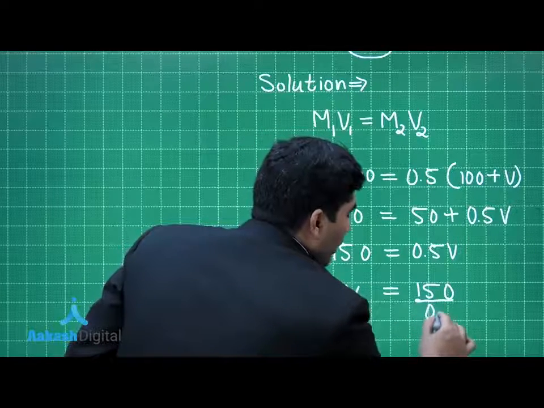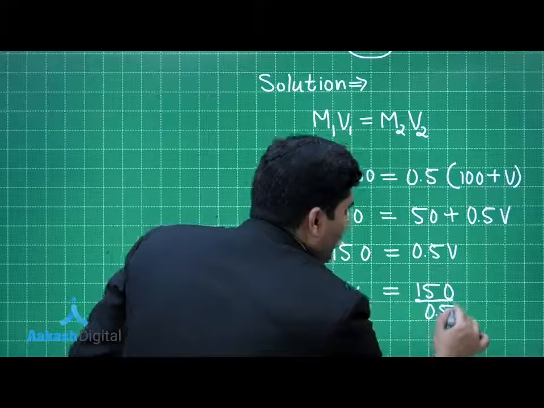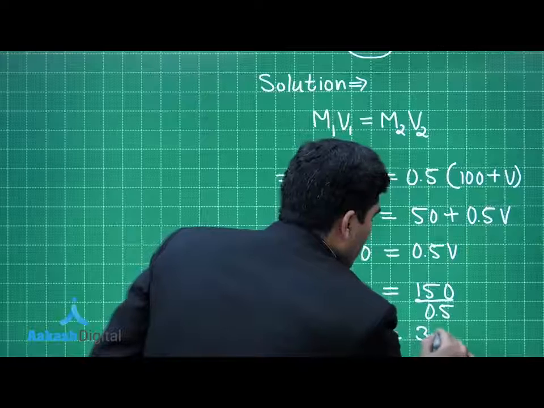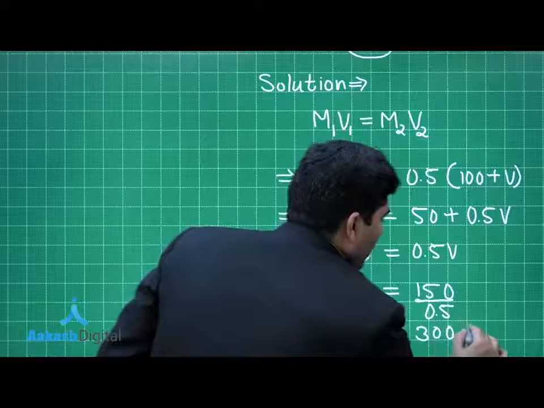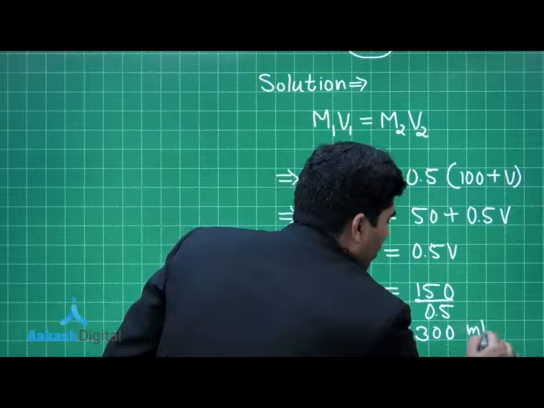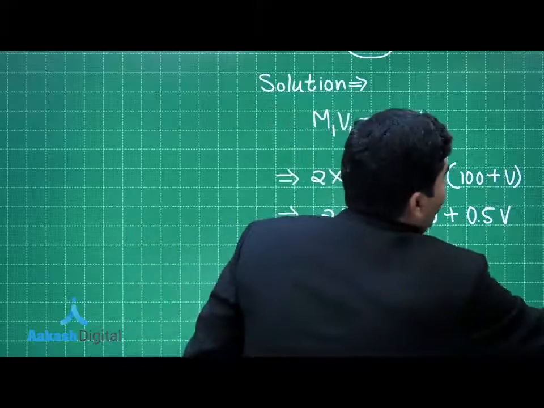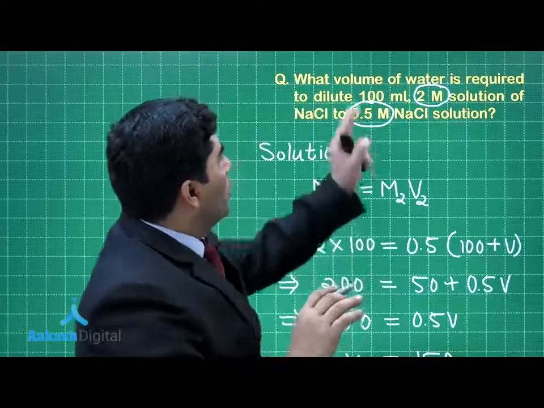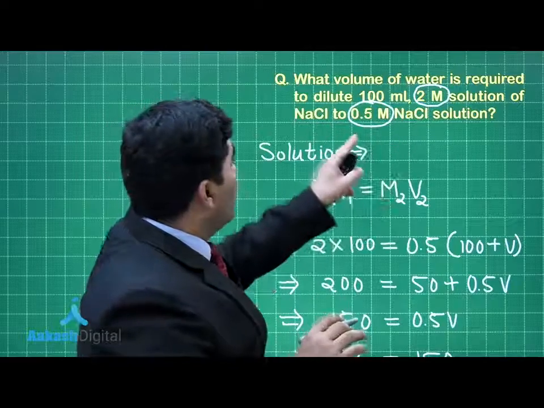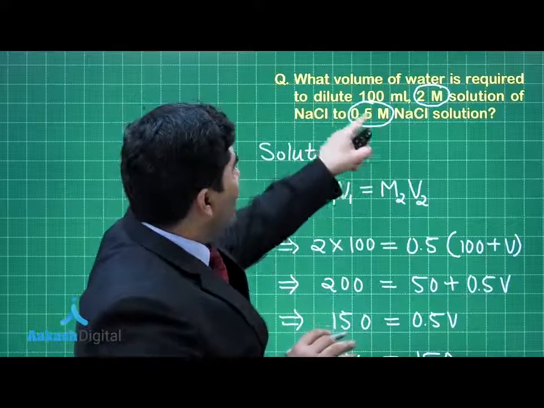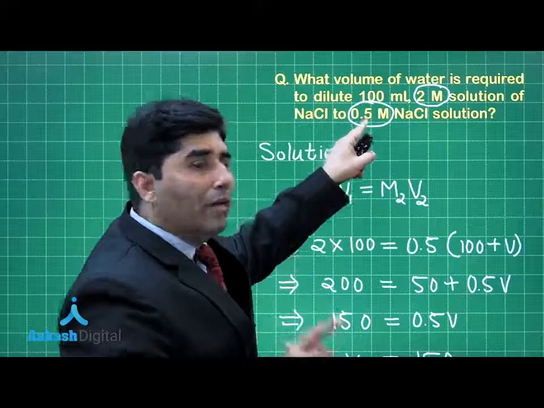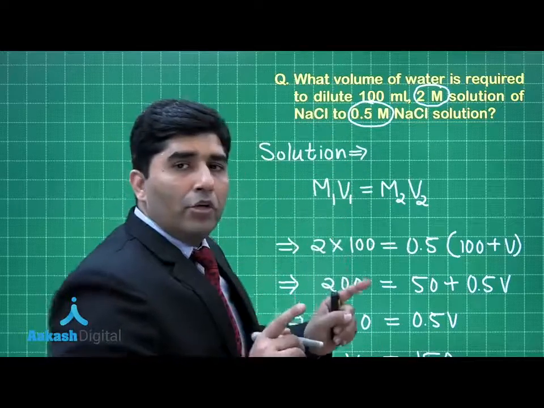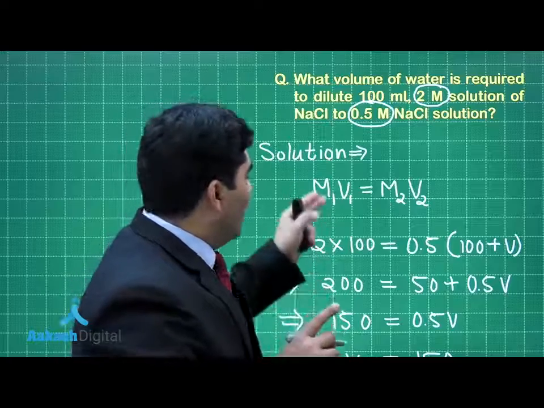So V is equal to 150 divided by 0.5, and this is equal to 300 ml. So guys, it means that if you want to dilute a 2 molar solution to 0.5 molar solution, and it is 100 ml, you have to add 300 ml of water to it, right? So we will solve these kinds of questions in this manner.